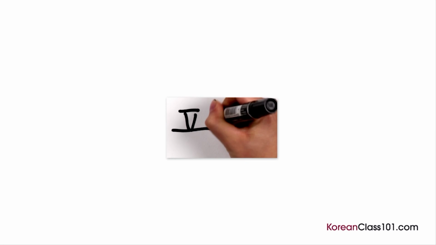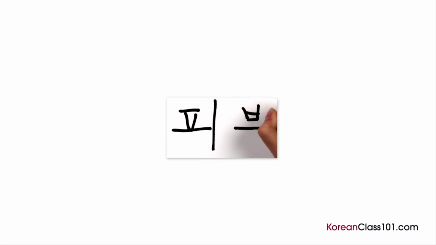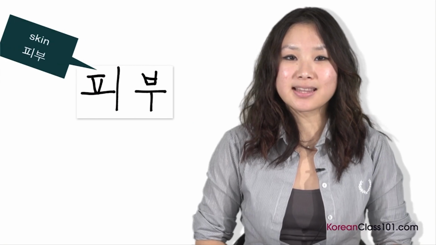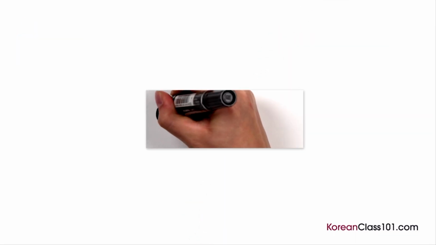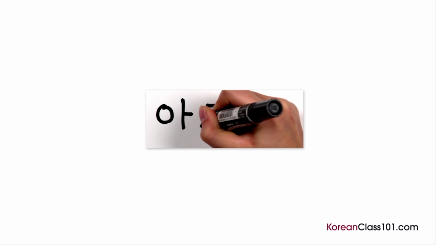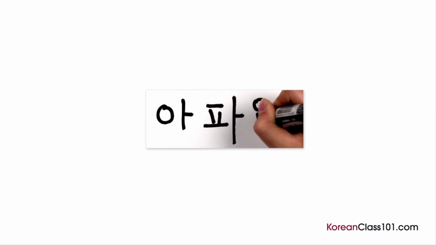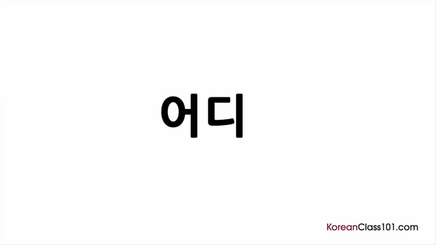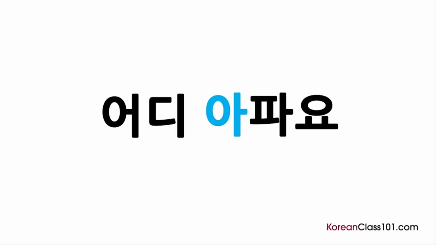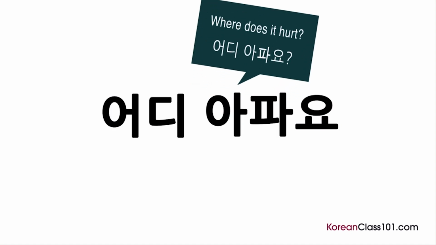Try reading this word. 피부. This means skin. And here is a phrase that you might have to use in Korea. 아파요. It means I'm sick or it hurts. You can use some words from past lessons to make this sentence more advanced. In the last lesson, we learned the word where, 어디. You can add this to the phrase and get 어디 아파요? Literally, it means where does it hurt?